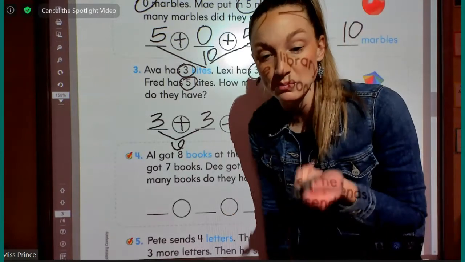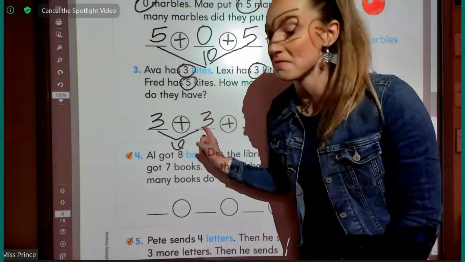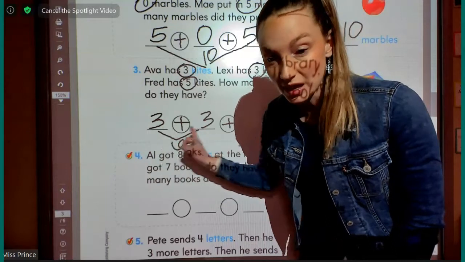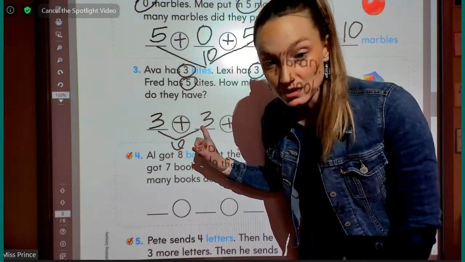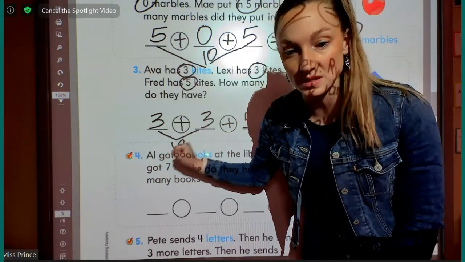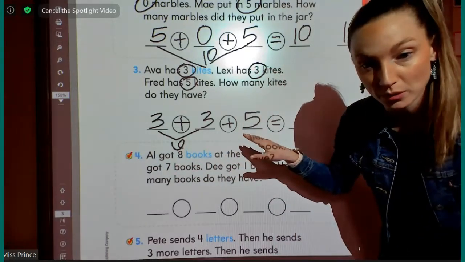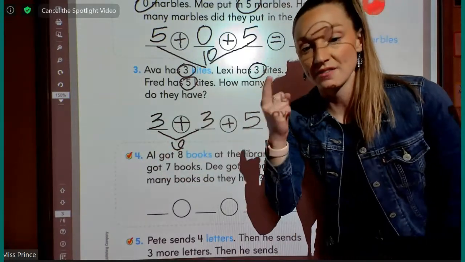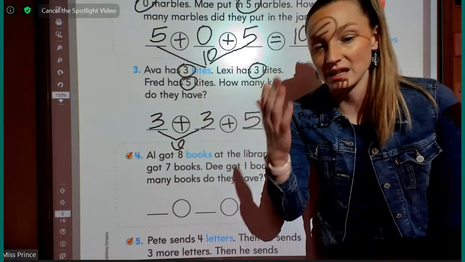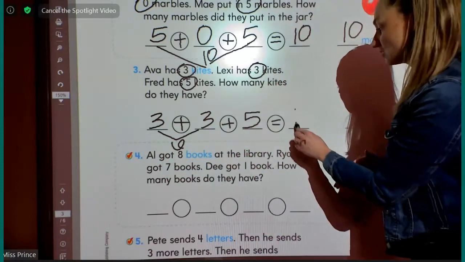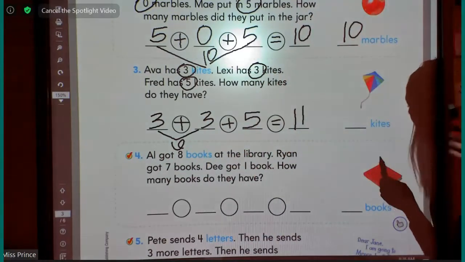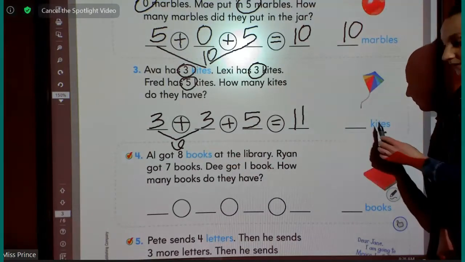We can't always build a 10, but if we can use another strategy like making a double, we can do that. So she scooped up 6, added 5 more, 6, 7, 8, 9, 10, 11, and she solved it: 11 kites. Make sure you put it over here.